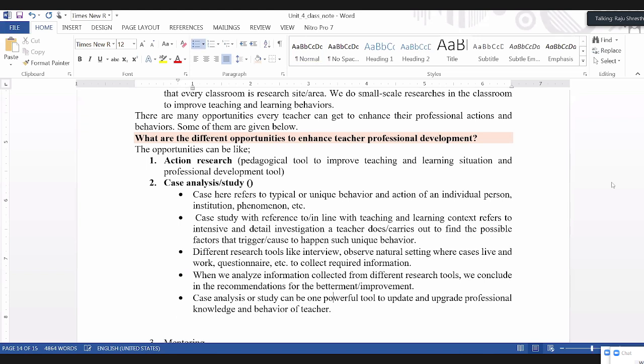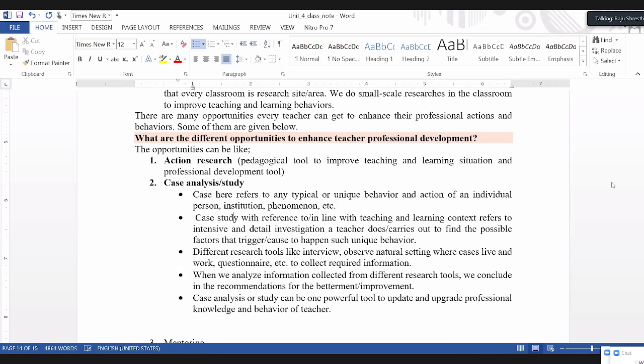Research: a small paragraph you can write in the exam. You cannot write long paragraphs. Short paragraph: case refers to any typical or unique behavior and action of an individual person in a situation or phenomenon.